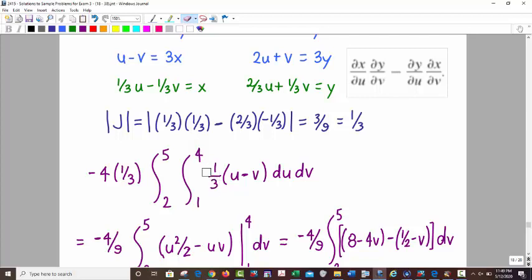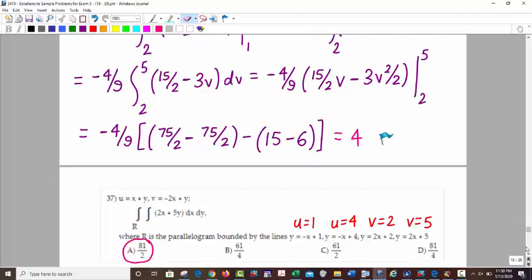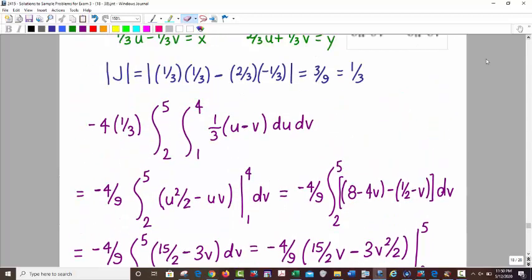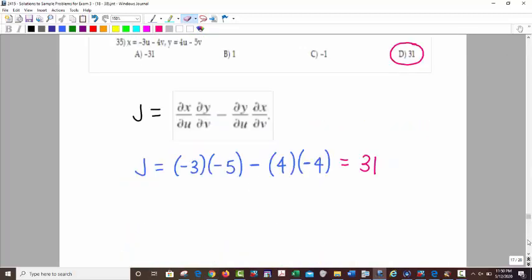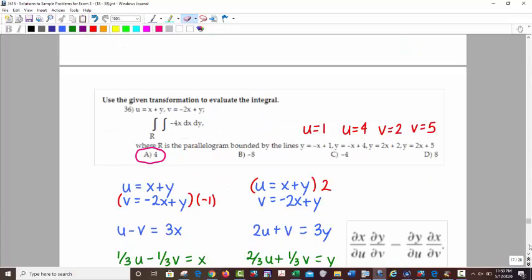So then I bring this 1/3 out there to join the 1/3 from the Jacobian and the -4, and that gives me -4/9 right here. So that's just going to sit there, and we can work with what's left on the inside. So we're integrating u minus v at this point with respect to u. That's going to give me u squared over 2 minus uv. And we're plugging in the limits of integration we already found up here in red: 1 to 4 for u, 2 to 5 for v.